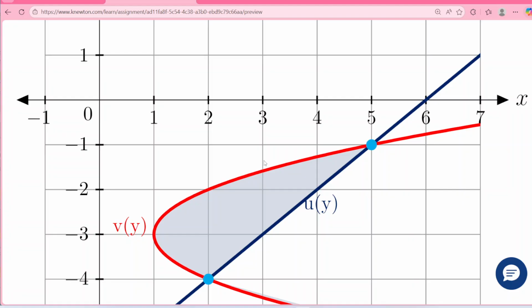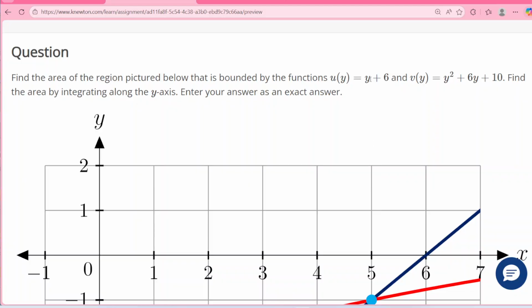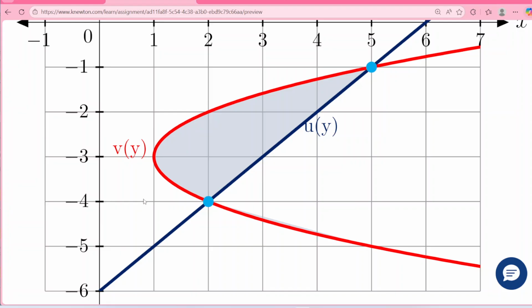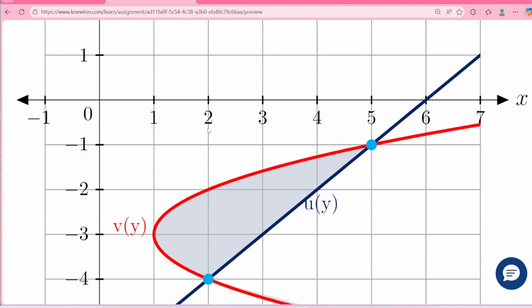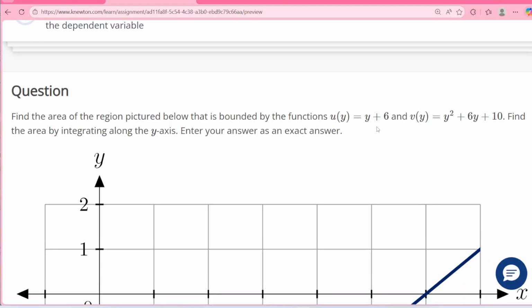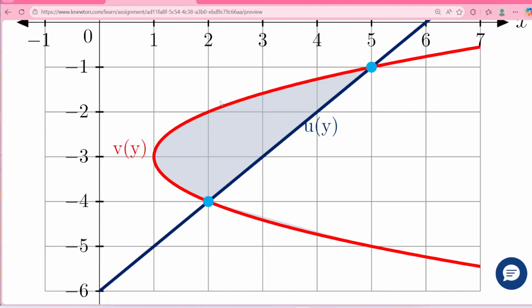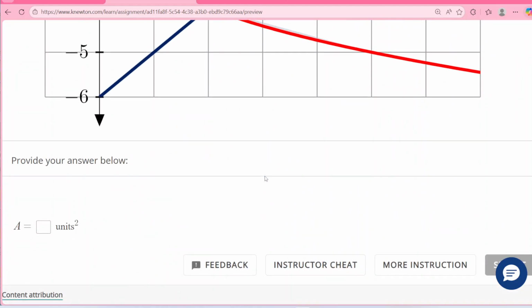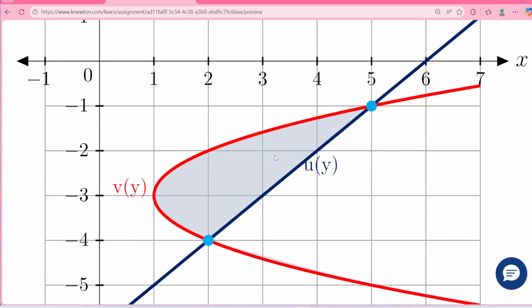So again, you see how when y is -1, x is 5, and when y is -4, x is 2, right? The number 2 for that u curve. And then v of y is y squared plus 6y plus 10. That'd be a parabola opening to the right, this red curve here. So they're asking us to find the area of this region between them.